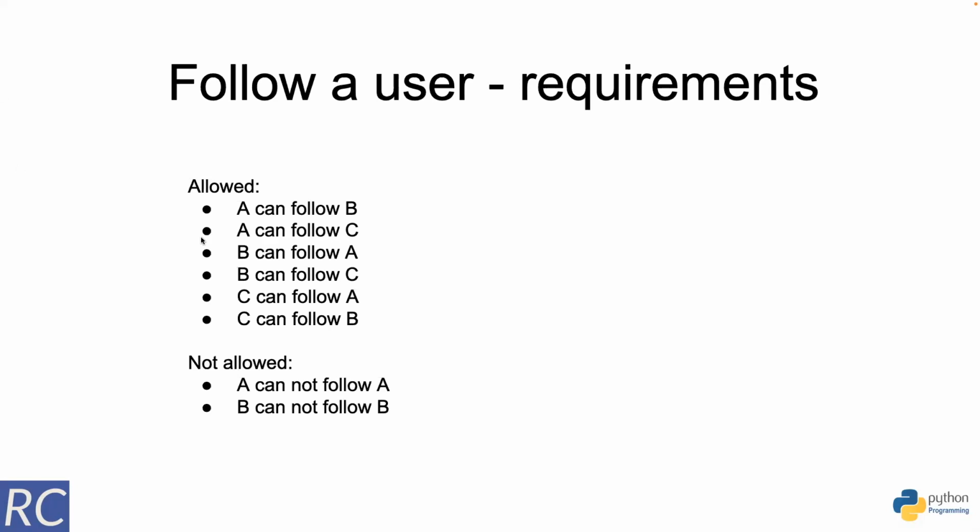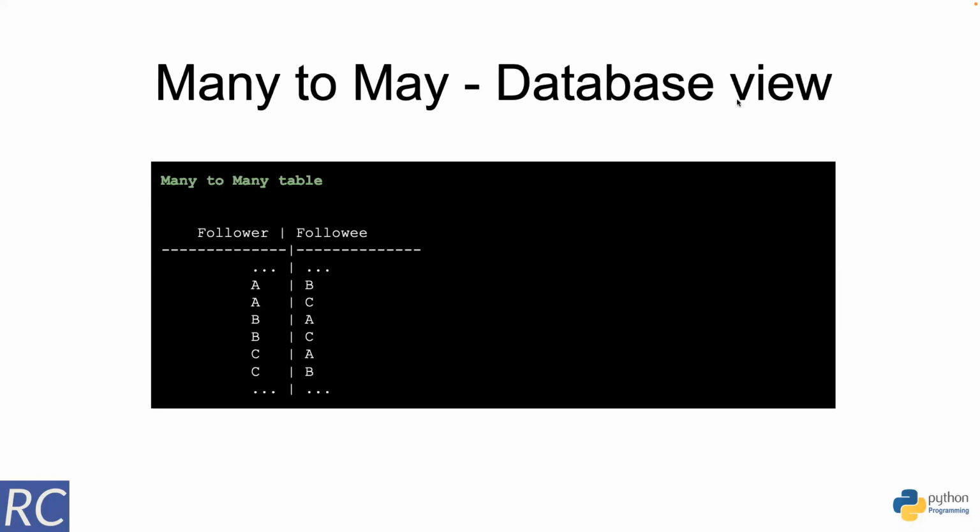Okay, let's go forward and see how it would look in our database. This is how it's going to look. We'll have a table, and in this table we'll keep the relationship: user A, user B; user A, user C. This relationship will be there in a table. So it's a follower and following user.